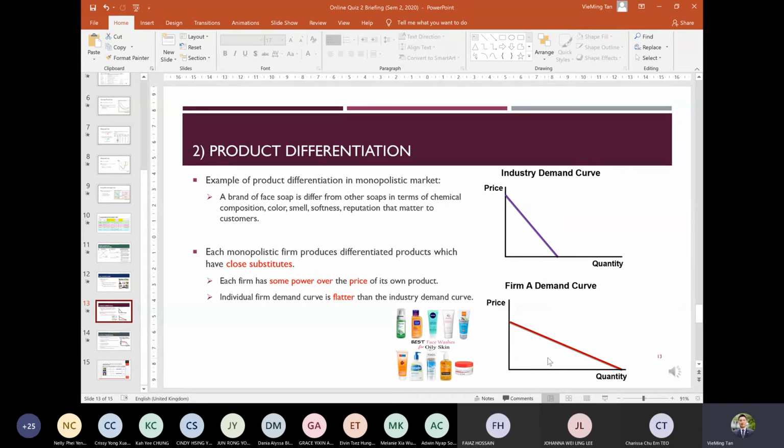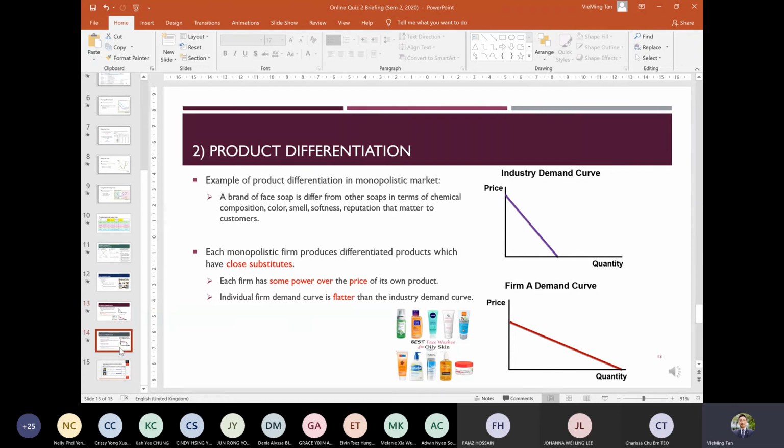Okay, elastic. How about the overall industry demand curve for monopolistic competition? It's also elastic. But the individual firm has a more elastic demand curve. So this one you need to remember.